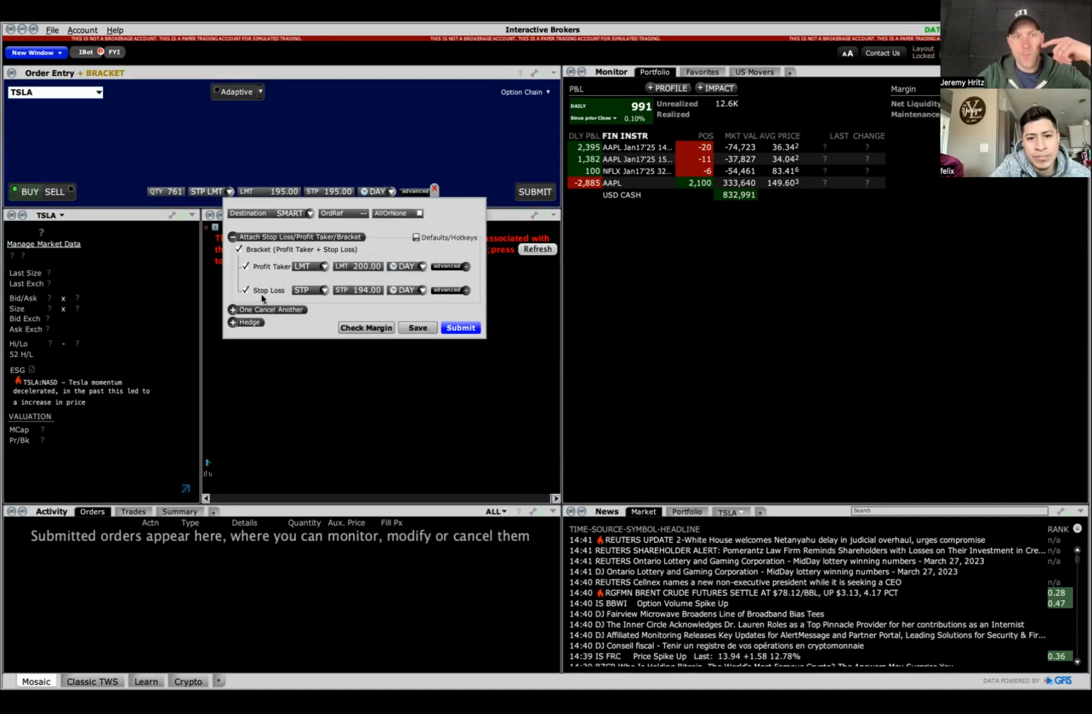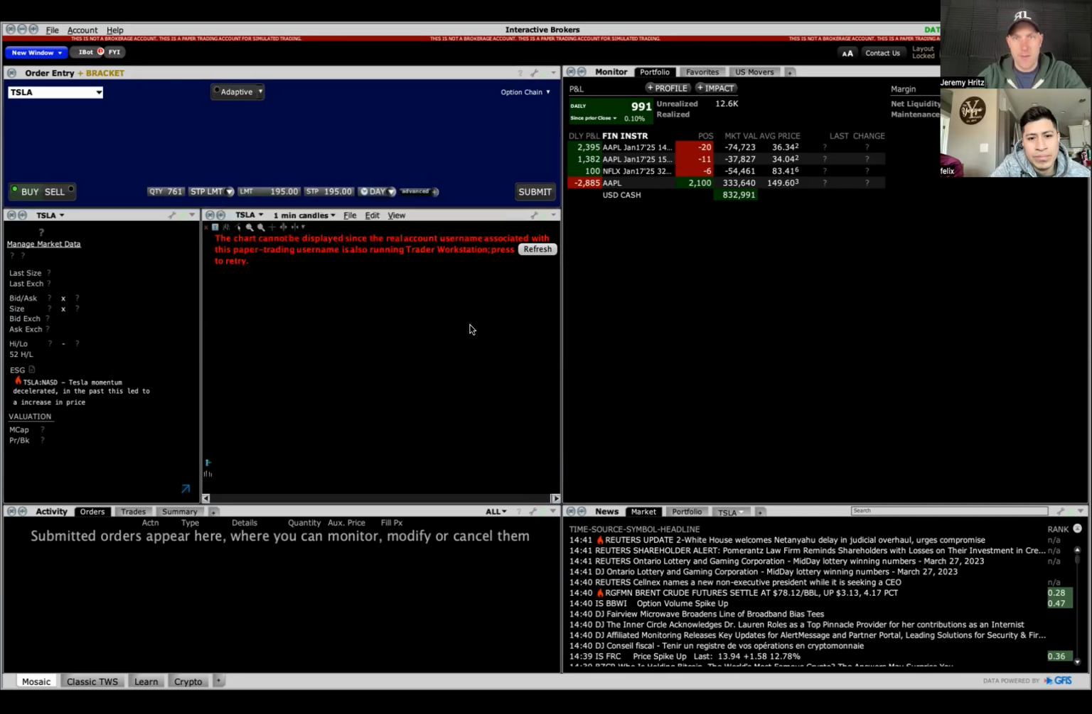It's good for the day. Our stop loss is already pre-populated for you with the limit and the stop. For our stop loss, let's say we want 191. You put it in there, and then all you do at that point is check to make sure it's all correct: your entry up here, your profit taker, your stop loss. You hit submit.